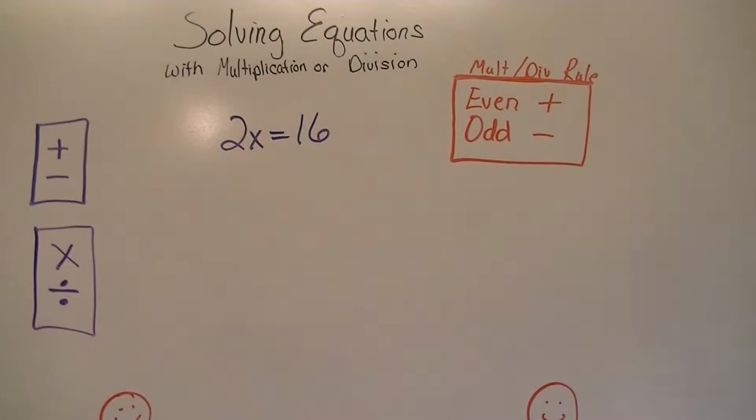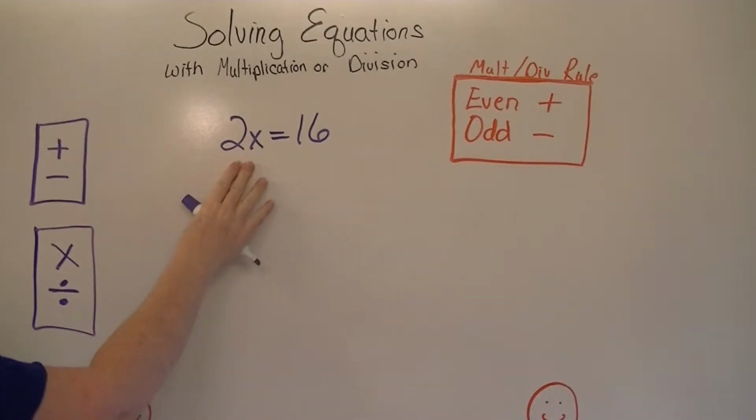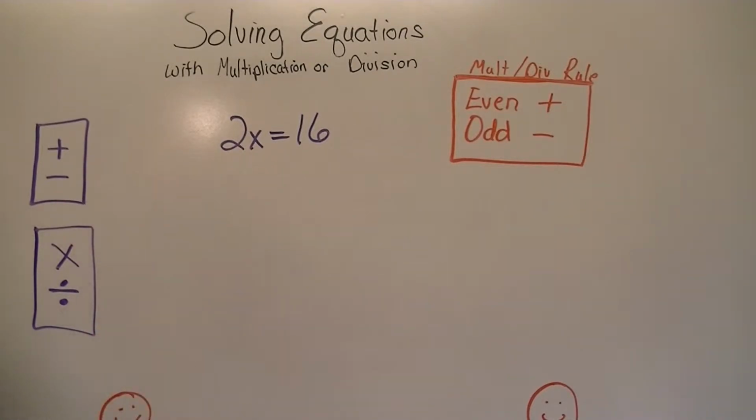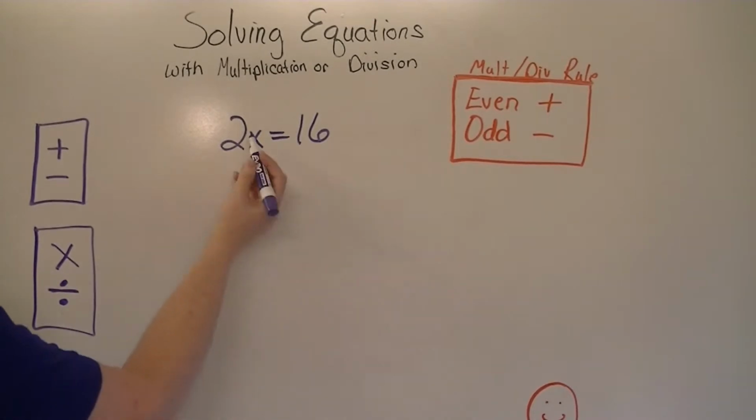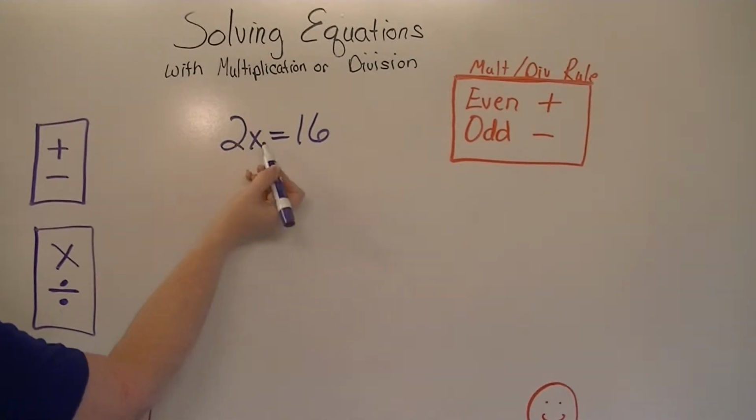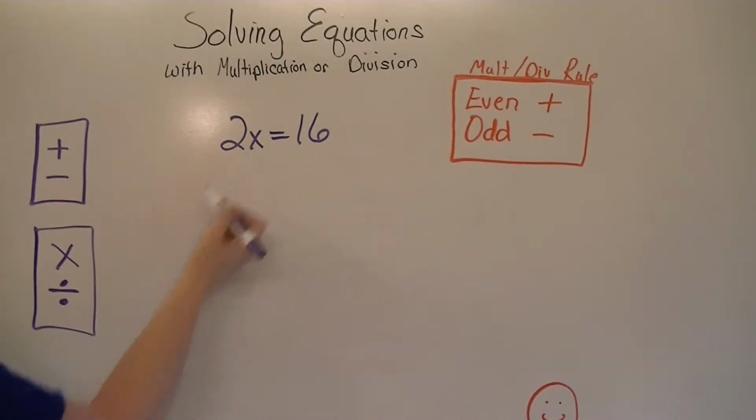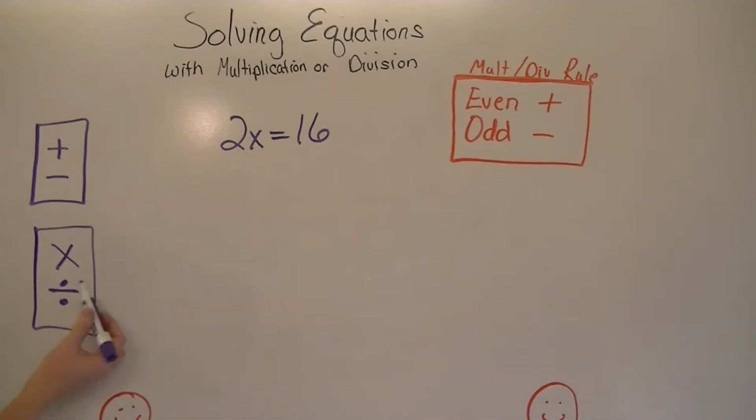Let's look at this first equation. It says 2x equals 16. So what we're going to do is focus on the side that has the variable. On the left side we have the variable x, and we want to get it by itself. So there's a 2 here. How is it attached to the x? It's attached through multiplication. So that moves us into this math operation box.